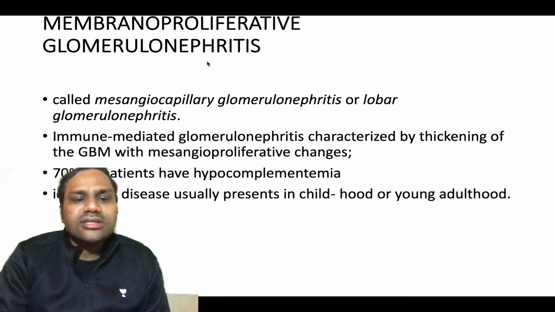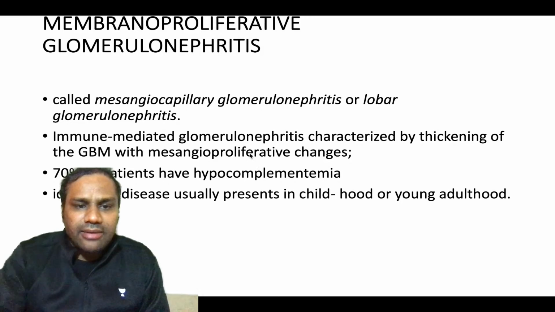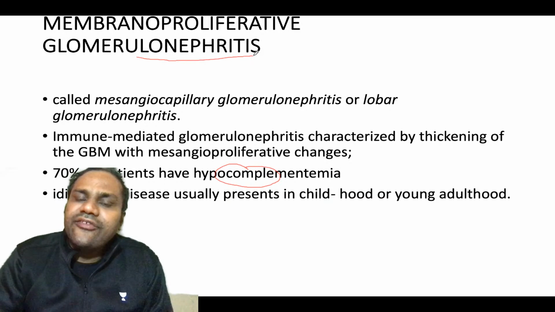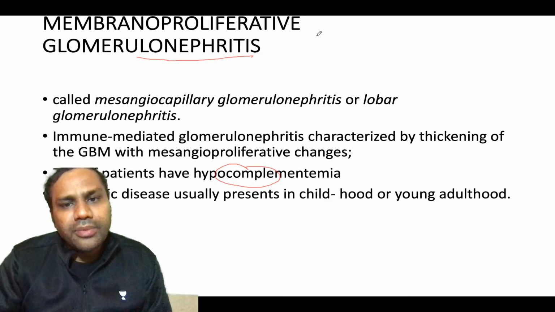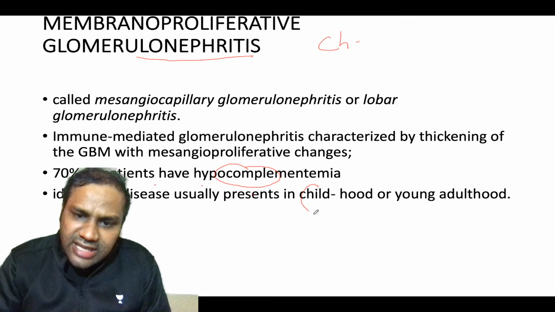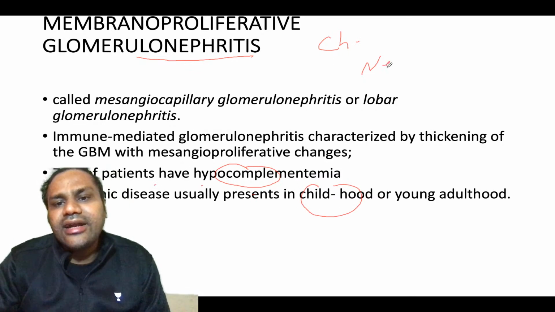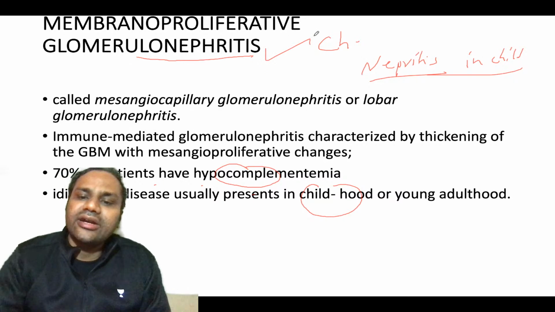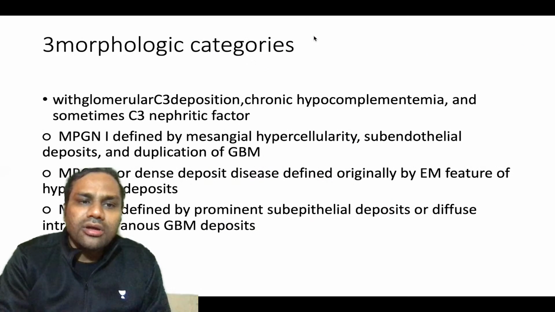Then obviously IF, where we have talked about IF of MPGN, okay. Here you can see hypocomplementemia, which I have already discussed, okay. Another important thing you need to know is that it is the most common nephritis associated with young people, children. It is basically idiopathic, and the disease cause is present in childhood. So the most common nephritis in children is membranoproliferative glomerulonephritis, okay. So that you need to remember.